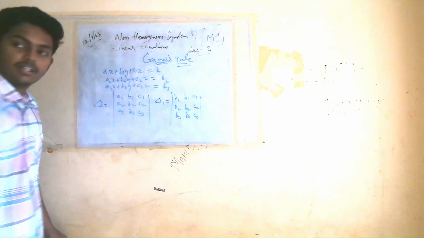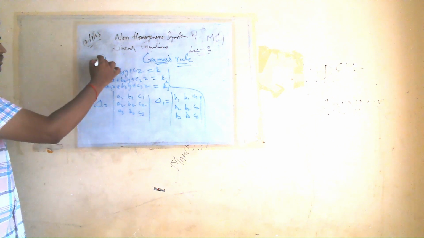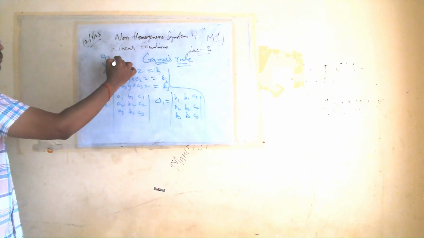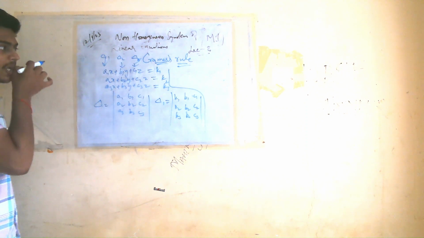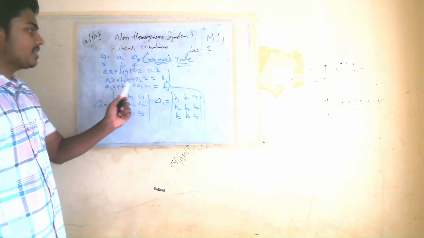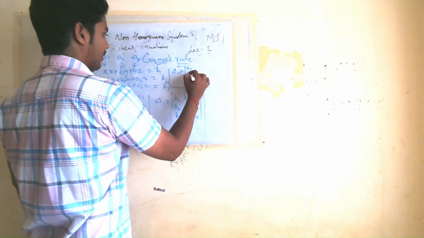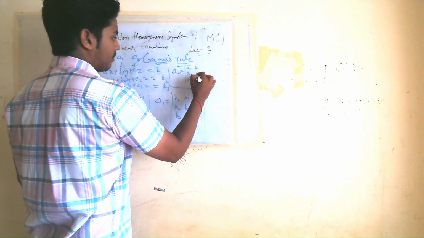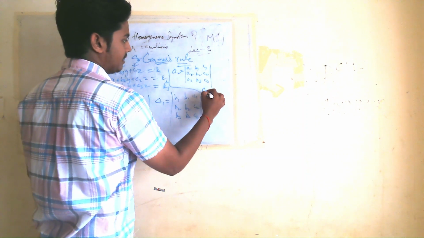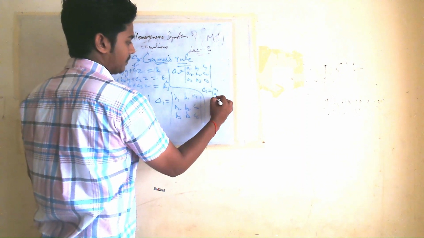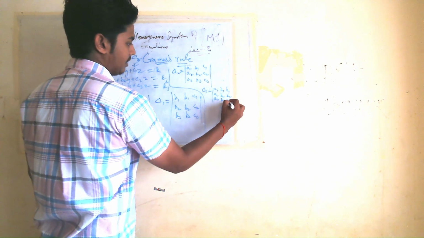This would be our delta 1, that means determinant 1 for column 1. Excluding this and including that is determinant 1, excluding this and including that is determinant 2, and including that is determinant 3. So delta 2 is a1 a2 a3, k1 k2 k3, c1 c2 c3, and delta 3 is a1 a2 a3, b1 b2 b3, k1 k2 k3.